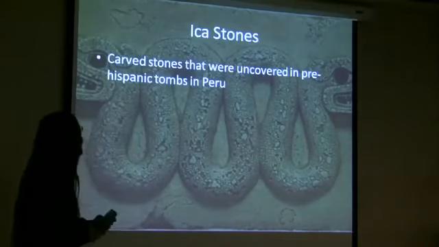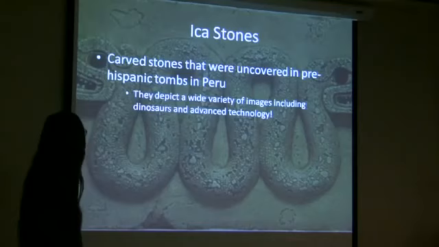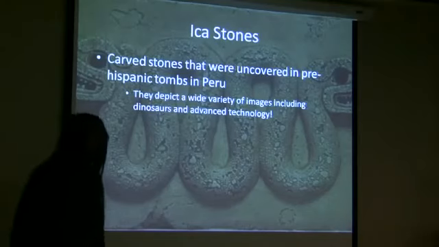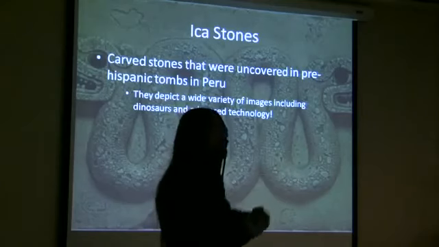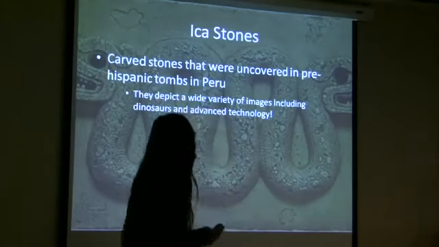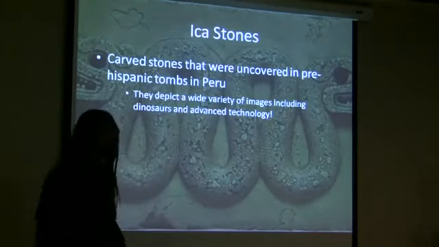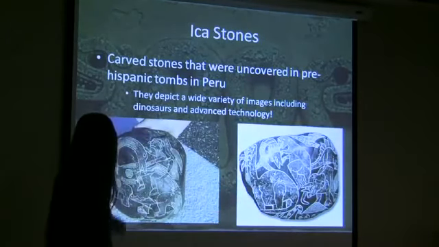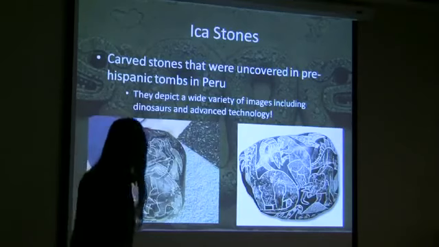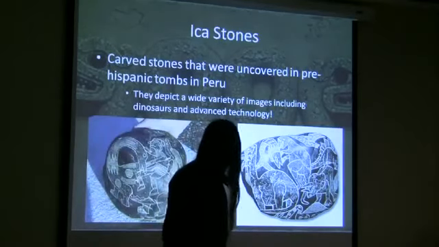The Ica stones are carved stones that were uncovered in pre-Hispanic tombs in Peru. One of the interesting things about these carvings is they depict a wide variety of images. So there's stones with carvings on them, and there's all kinds of different images. Images including advanced technology and images including dinosaurs. There's a couple of them right there. So that's a human riding some sort of dinosaur thing, and there's a dinosaur eating a fish or something, and a pterodactyl and all that kind of stuff.